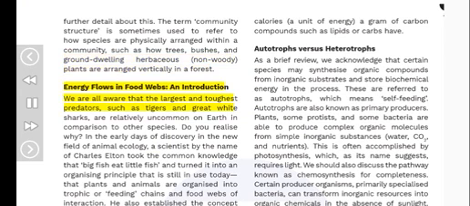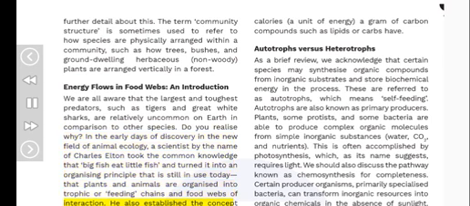Energy flows in food webs. An introduction: we are all aware that the largest and toughest predators, such as tigers and great white sharks, are relatively uncommon on Earth in comparison to other species. Do you realize why? In early days of the field of animal ecology, a scientist by the name of Charles Elton took the common knowledge that big fish eat little fish, and turned it into an organizing principle that is still in use today, that plants and animals are organized into trophic or feeding chains and food webs of interaction.